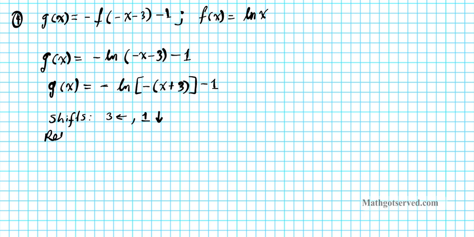Now, what we're going to do next is to address the component of the reflection. Now, if you have negative next to the x, that means you're going to have a side-to-side reflection. And then you also have a negative in front of the function. That means you're going to have an up and down reflection also. So we're going to have two reflections in this problem. Okay? Alright, so let's go ahead and sketch the graph.